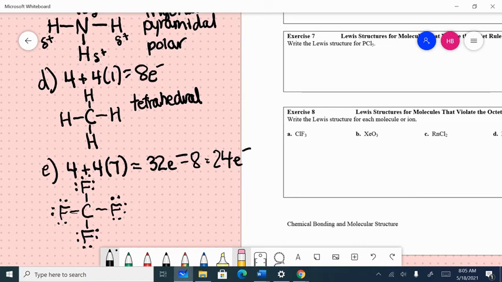Now, this is a case where this is a polar bond. So the bonds themselves are polar, but because each of these is the same, it is a symmetrical molecule. So this is tetrahedral. And it is also non-polar because the polarity is canceled out by the symmetry.